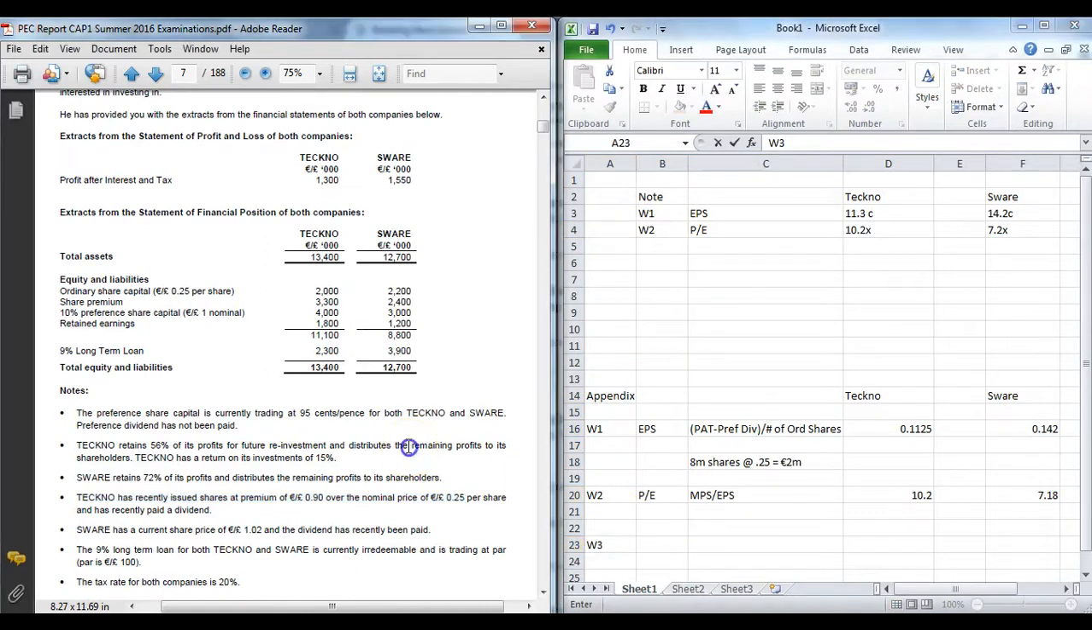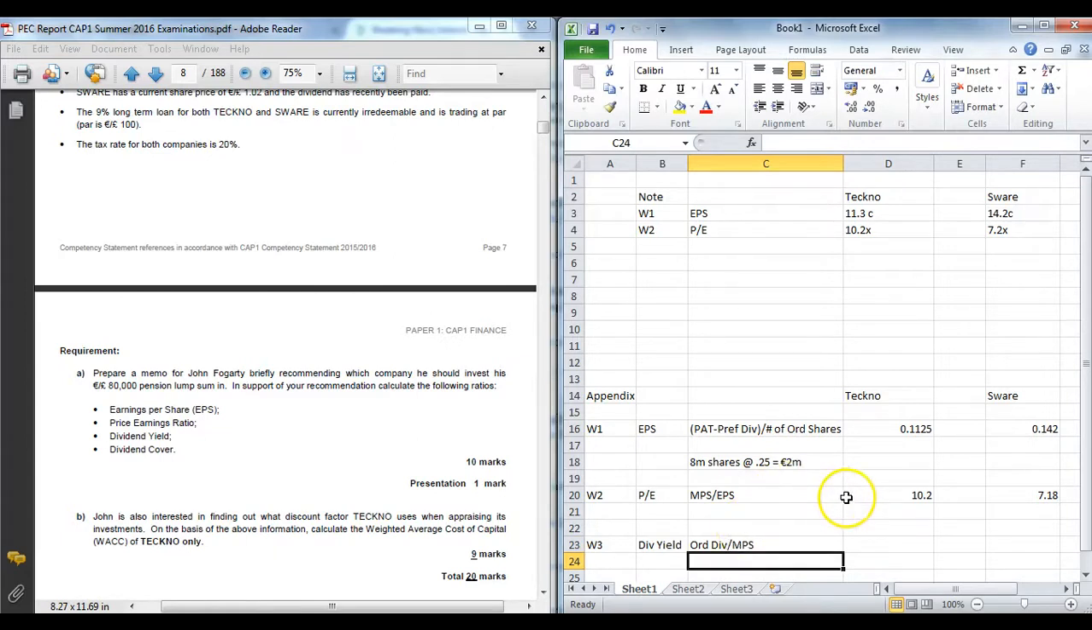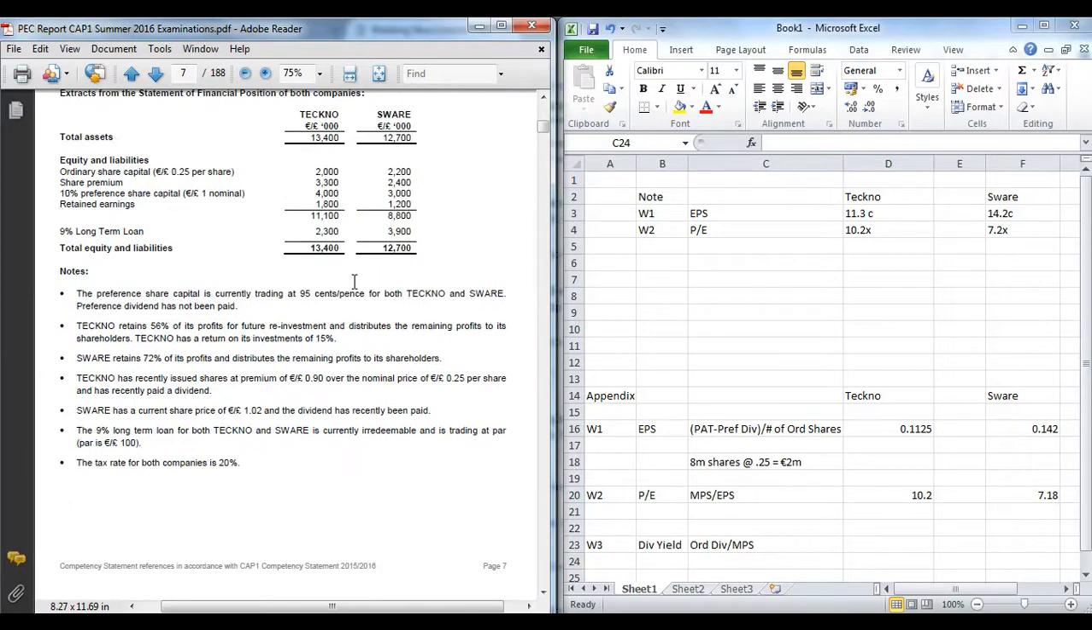Working 3 then, we're asked for another ratio, dividend yield. So again, you need to know these ratios in the exam because they will not be given to you, and it is a closed book exam. Dividend yield is the dividend, so the ordinary dividend, not to mistake it with the preference, over the market price per share. So again, we have the market price already. We have to see, can we figure out what the dividend is for each company.